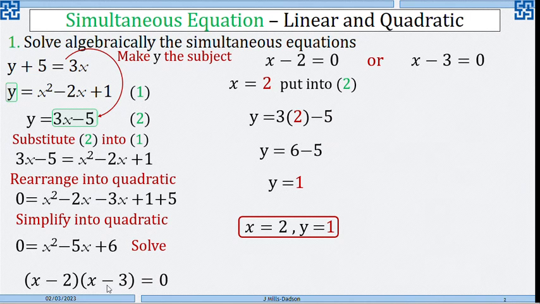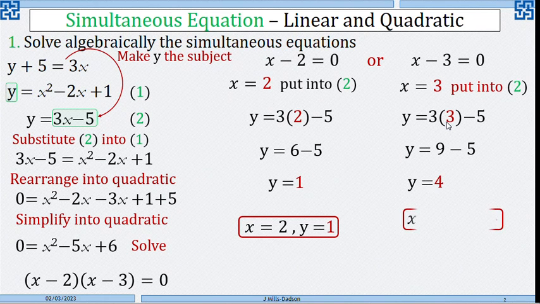Let's look at the second section, which is x minus 3 equals 0. That's what we have here. So to solve for x, we add 3 to both sides. So x is just equal to 3. Now again, we put the value of x, which is 3, into equation 2 to find out what y will be. So 3 times 3, that will give you 9. So y equals 9 minus 5, which gives me 4.